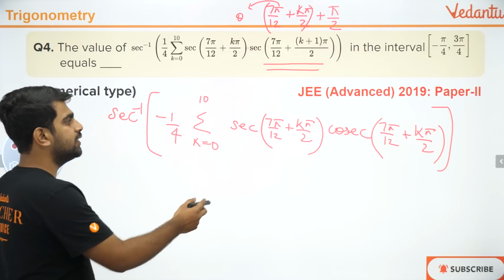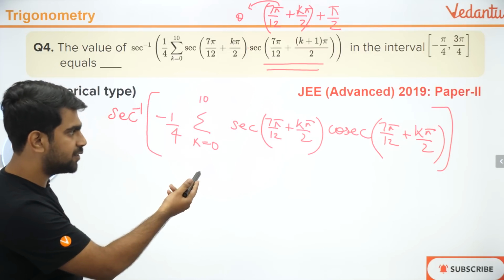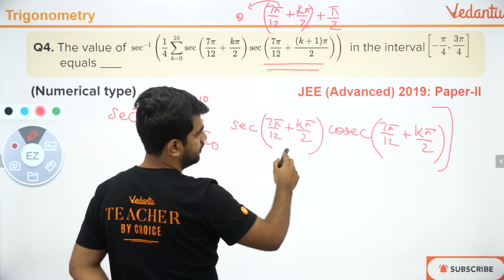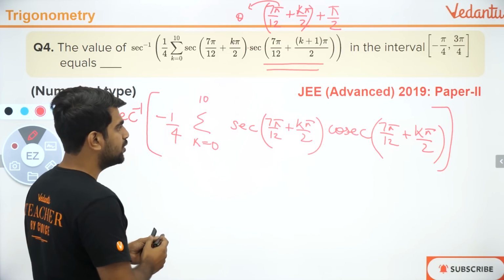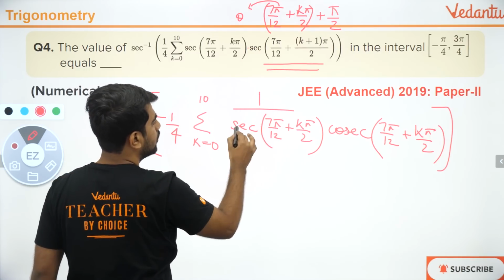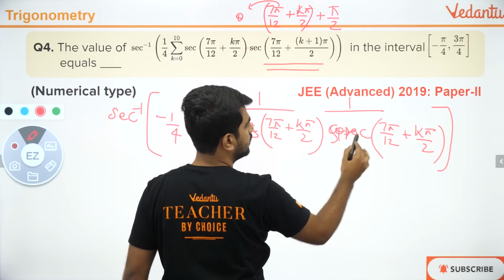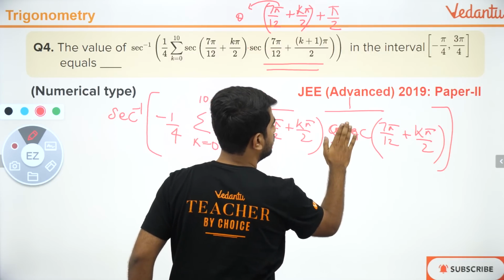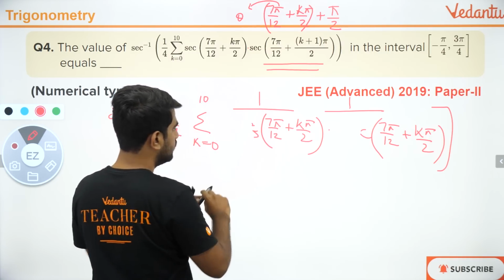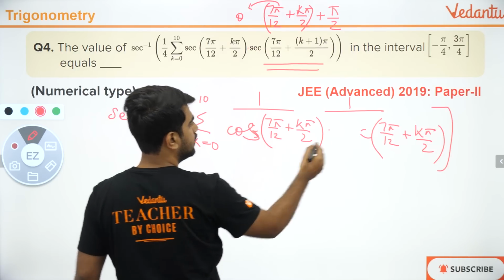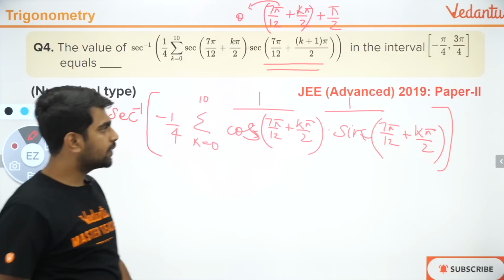So what will I do here? I'm going to now convert it to sine and cos because it's very easy after this. Because the angles are same, I can convert it to sine and cos. Let me do that quickly for you. I can write this as 1 by cos of this angle into 1 by sine of this angle, because cosecant is 1 by sine. Because secant was there, I wrote it as cos, and because cosecant was there, I write it as sine.